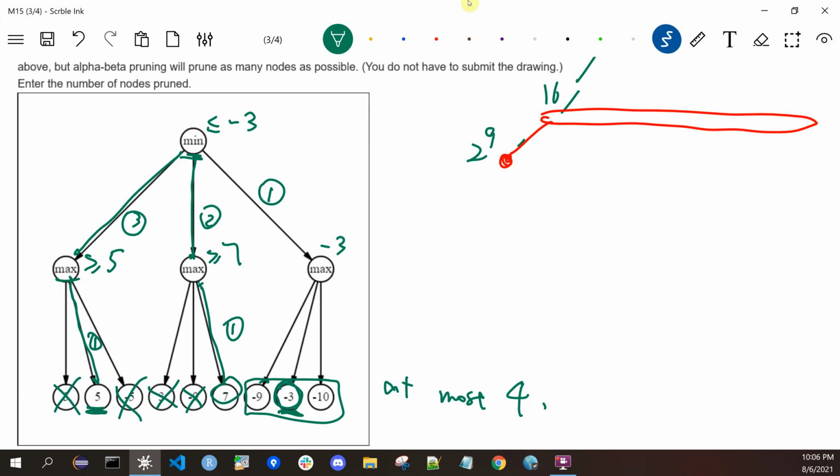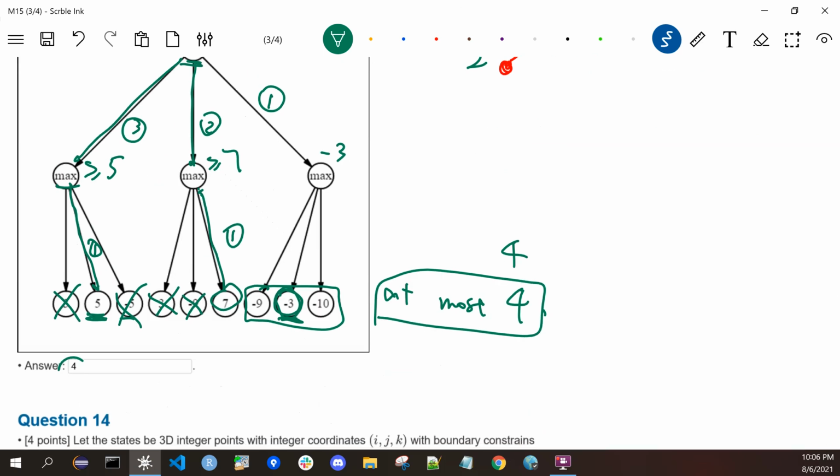So the same thing would happen if I search -5 first. I won't be able to prune as much as possible. So here, we actually pruned 4, and we said we can prune at most 4, so we're done. So that's the answer, 4.